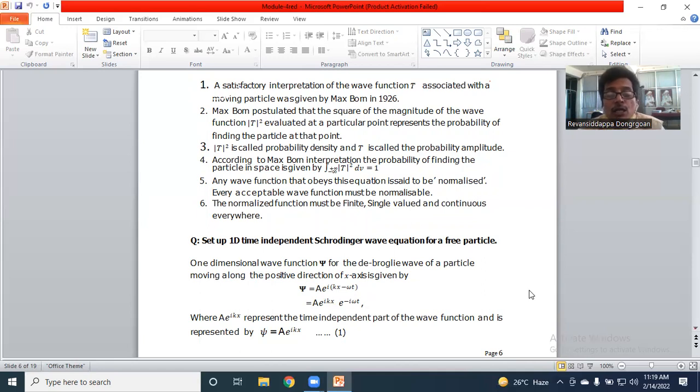Now, the Schrodinger wave equation: the fundamental mechanical wave has a solution. That solution for the fundamental mechanical wave for the particle in one dimension, the equation we get, we call the Schrodinger wave equation. So how many types of Schrodinger wave equation are there? There are two types of Schrodinger wave equation.